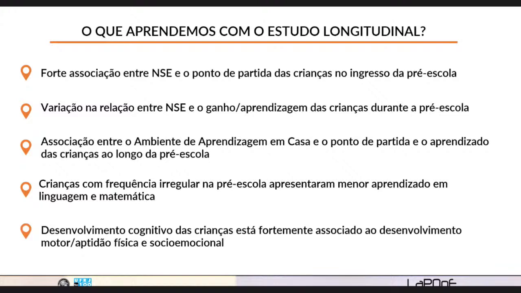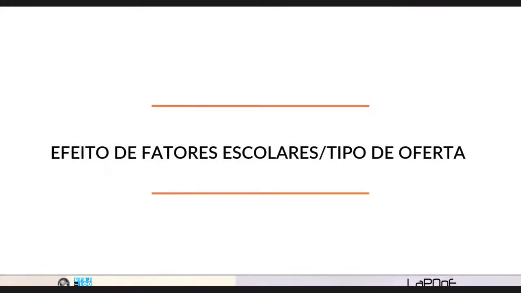Another point that we saw, which is also in line with what Peter and Rowena said, is that cognitive development is strongly associated with motor development and physical aptitude and social emotional skills. I'm not going to present you the results, but later we are going to have a session here at our conference with 2 students, and they are going to present those data points to you.